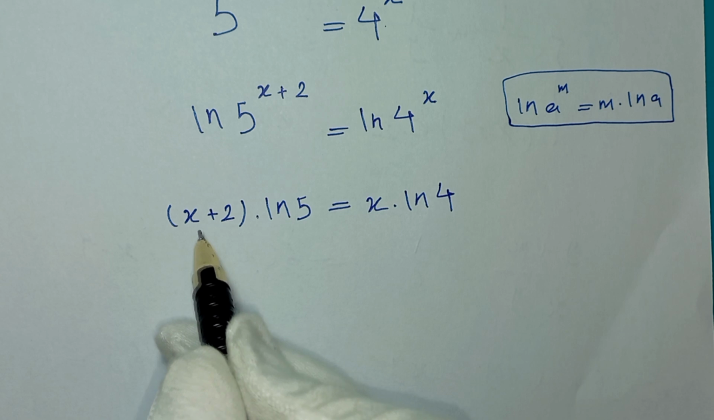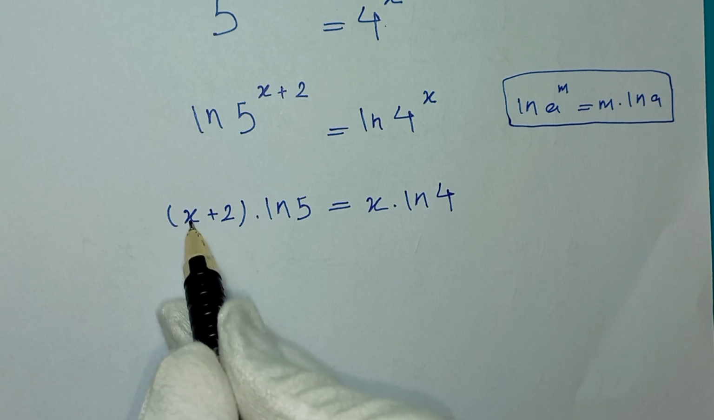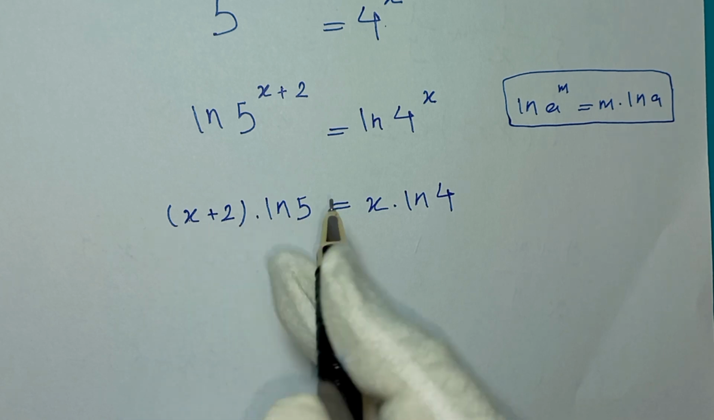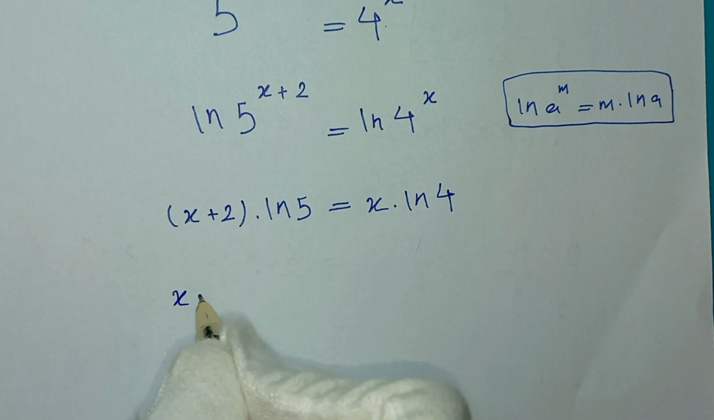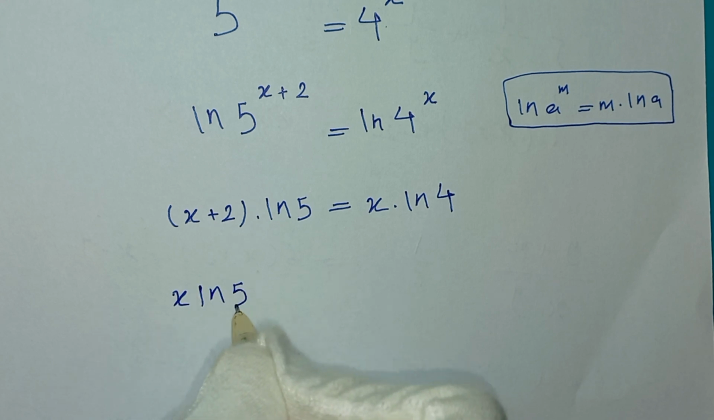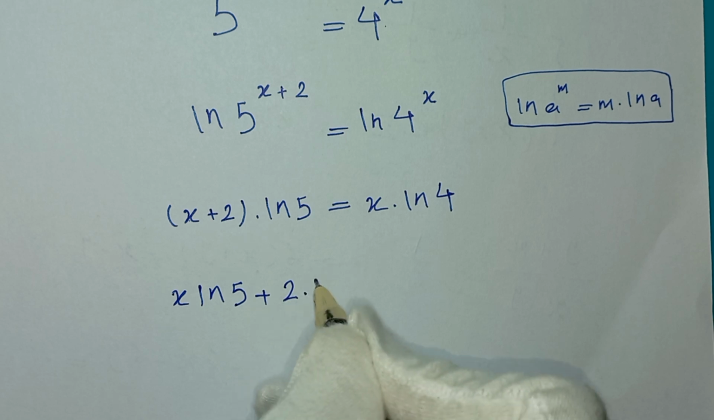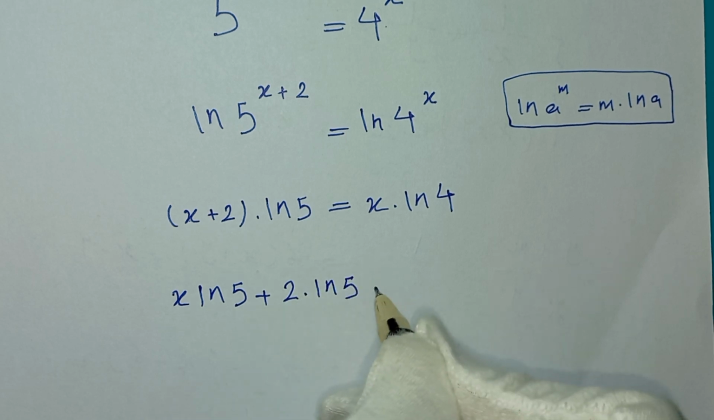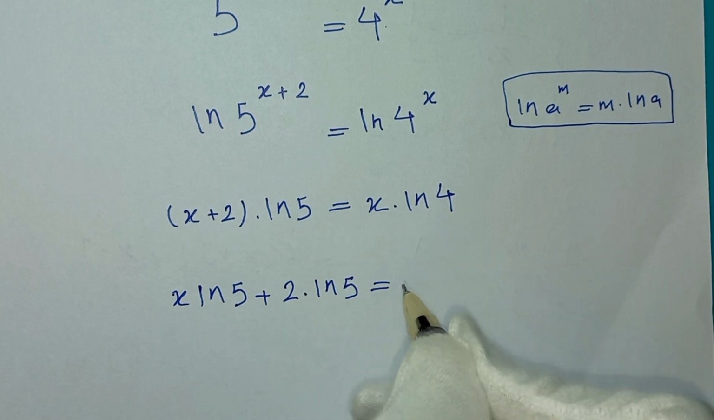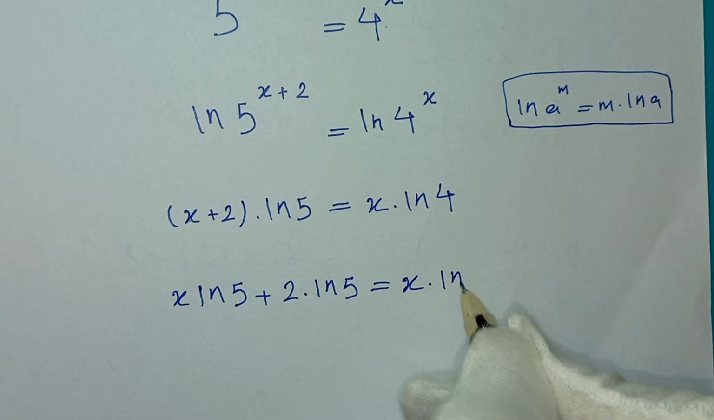And the next step, x times ln of 5 plus 2 times ln of 5 is equal to x times ln of 4.